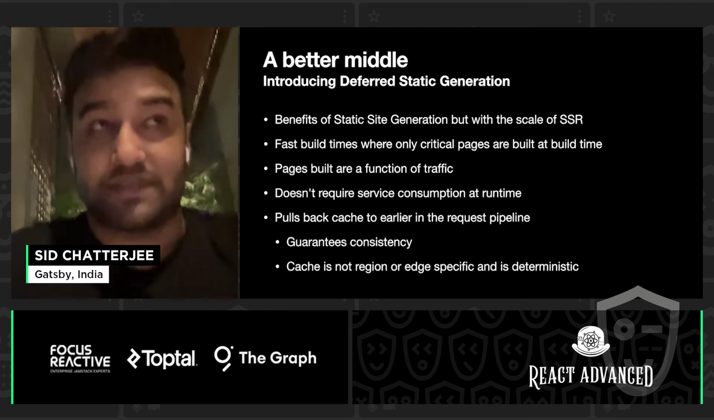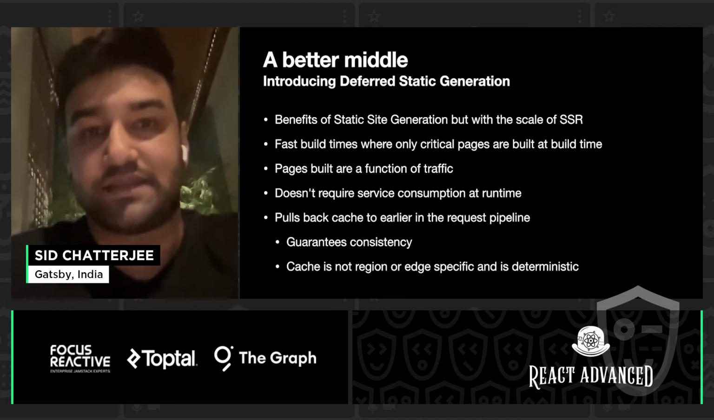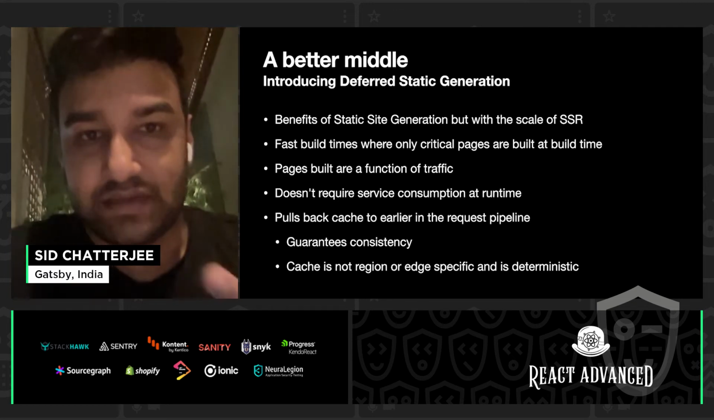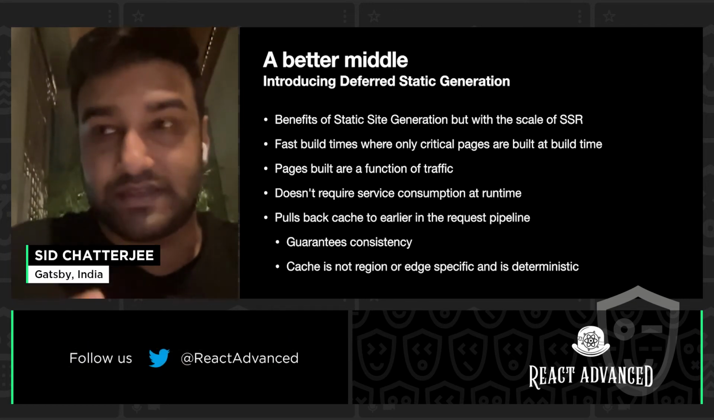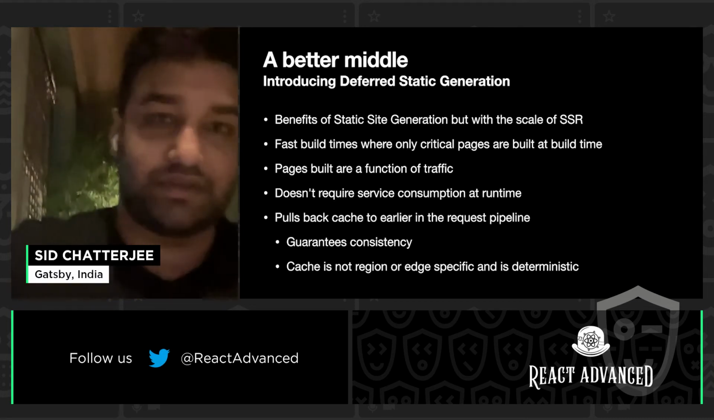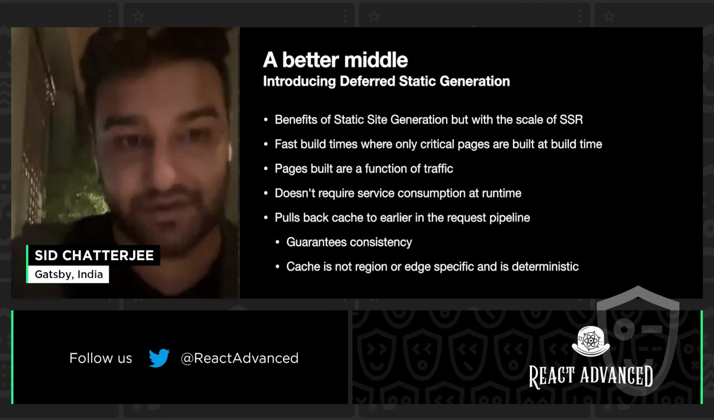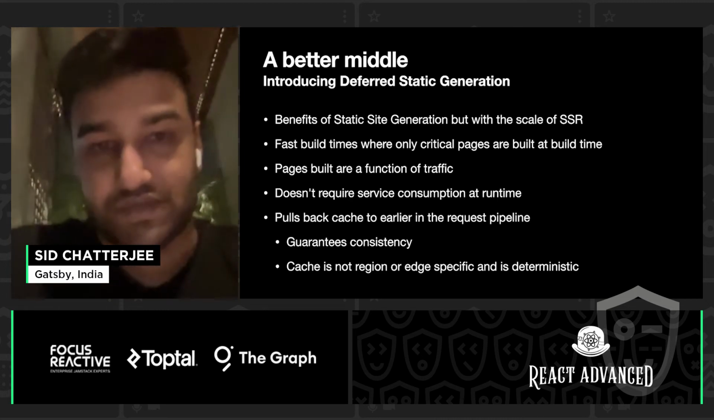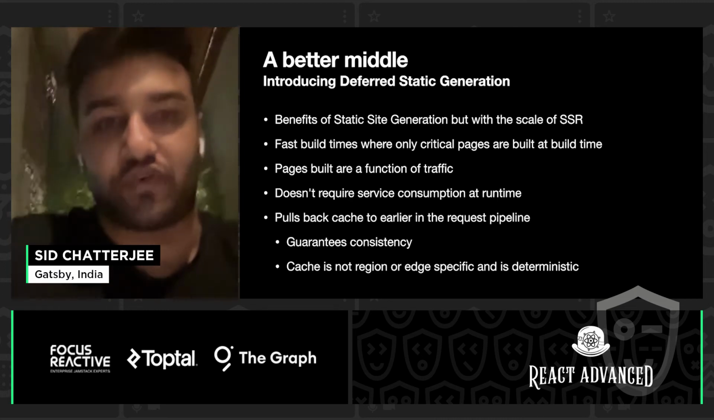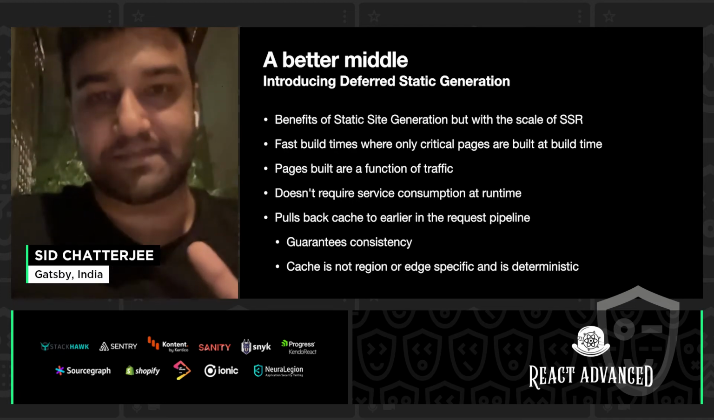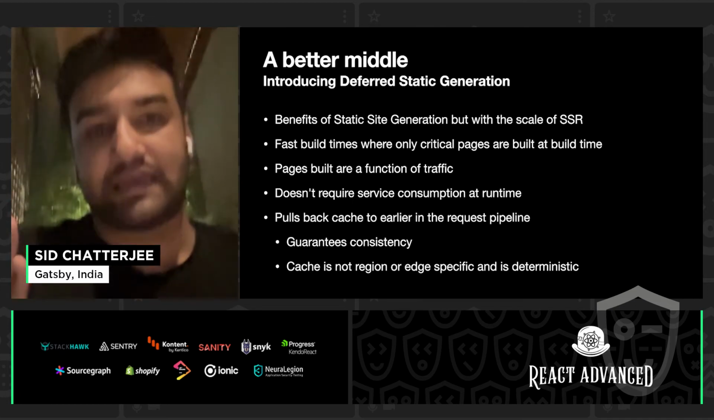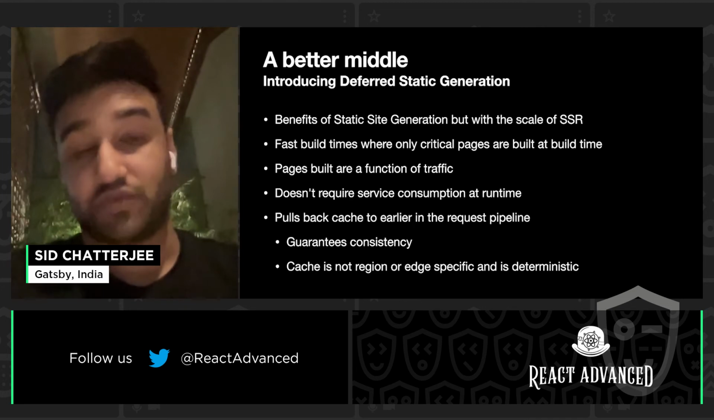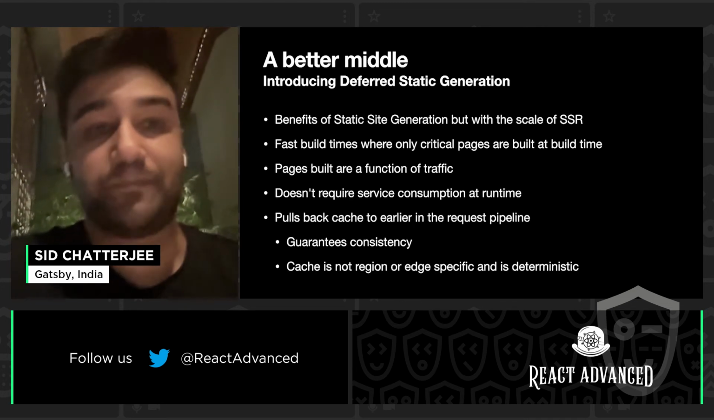And you get the same benefits as your typical SSG site, right? You don't need service consumption at runtime. Those APIs don't need to be up, because what we do is we snapshot your data, and that snapshot sort of is isolated from the rest of the world. We don't need to hit your APIs or your CMSs at runtime, but that snapshot is sort of self-contained. And each time a user requests a page, we then build that page for them on demand, right? This sort of pulls back that cache way back in the stack. And as a result of this, we get to guarantee consistency. That cache is not edge specific. It's a lot more deterministic, just like how you're used to with SSG.